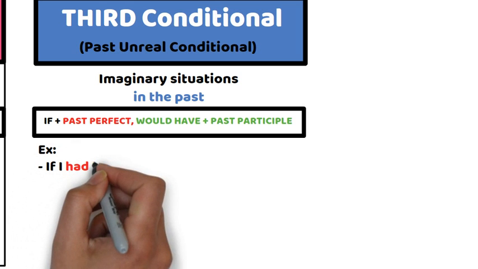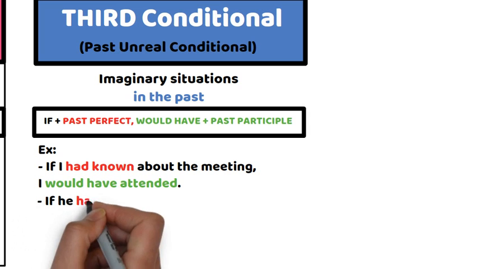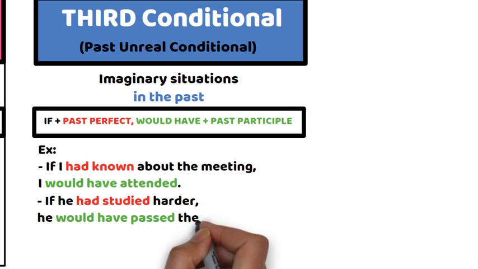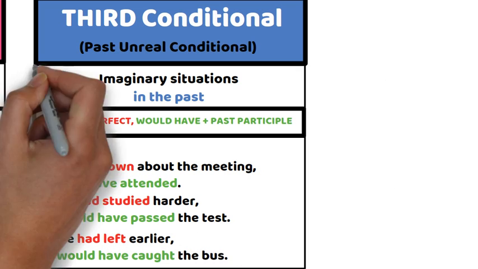For example, if I had known about the meeting, I would have attended. If he had studied harder, he would have passed the test. If we had left earlier, we would have caught the bus.